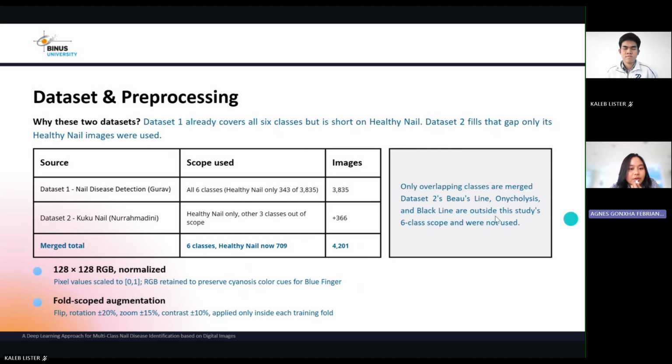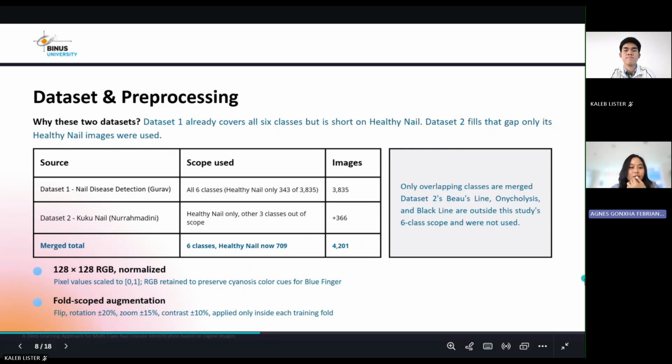Dataset 1 already covers all 6 of our target classes, but is short on healthy nail images. Only 343 out of 3,835. So we use dataset 2 specifically to fill the gap, taking only its healthy nail images, which added 366 more images. The other three classes in dataset 2, Beau's line, onycholysis, and black line, were outside our 6-class scope, so we didn't use them. After merging, our final dataset totals 4,201 images with healthy nails now at 709.